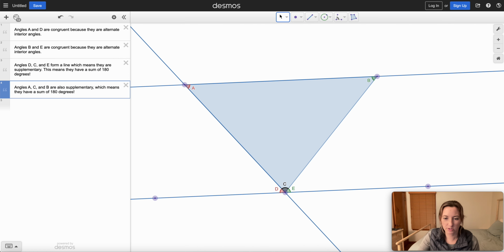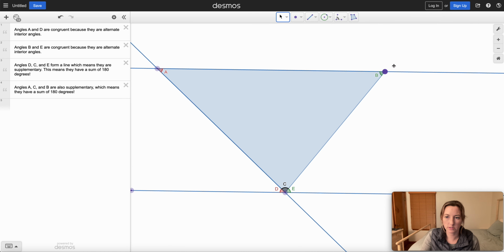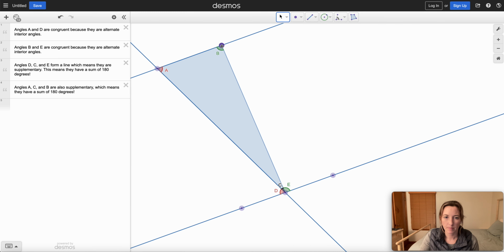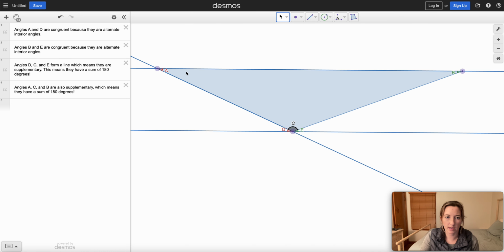So there you have it. We've shown that the angles inside of a triangle must add up to 180 degrees. And again, no matter how I move this line or these corners or this triangle around, those three angles are always going to make a straight line. And that means that my three angles in my triangle are always going to add up to 180.